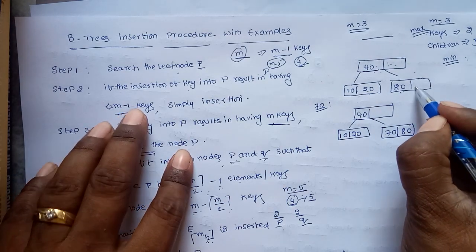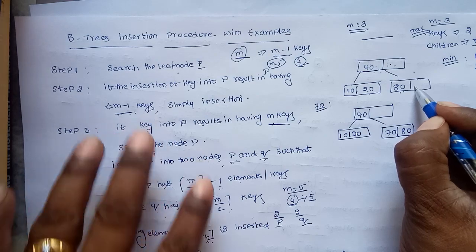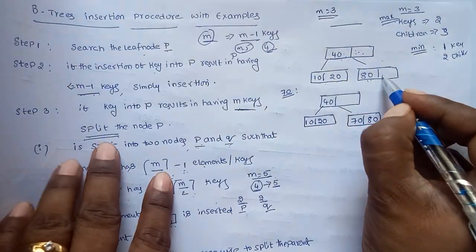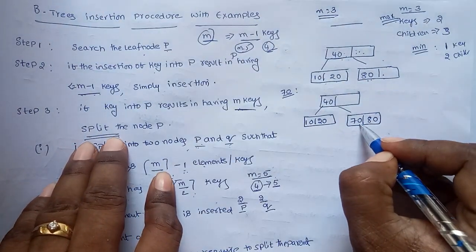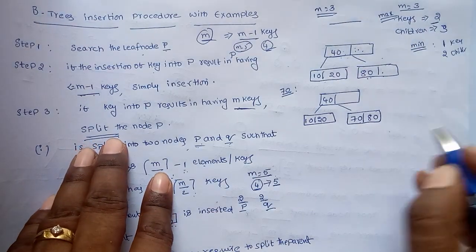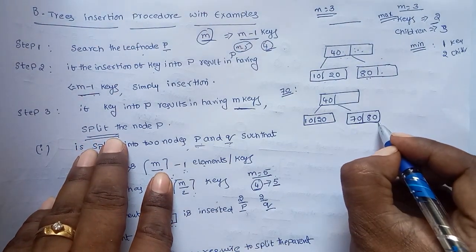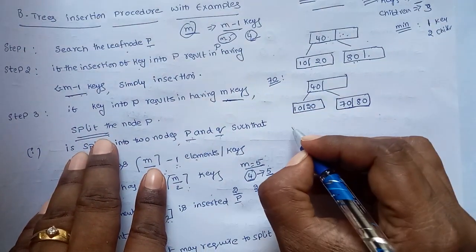Check whether the insertion of 70 into the node violates the property or not. After inserting 70, the number of keys is 2, and the maximum required is 2. So no problem. It does not violate the property.